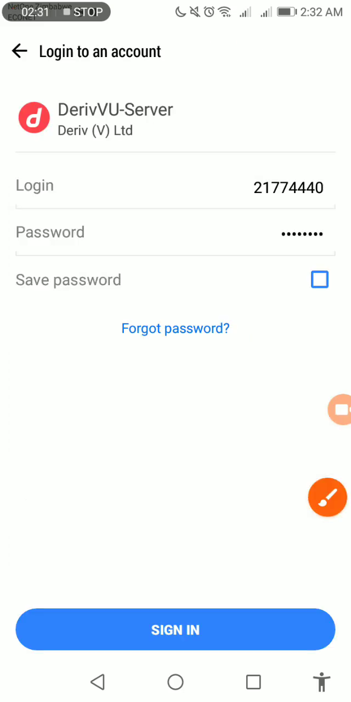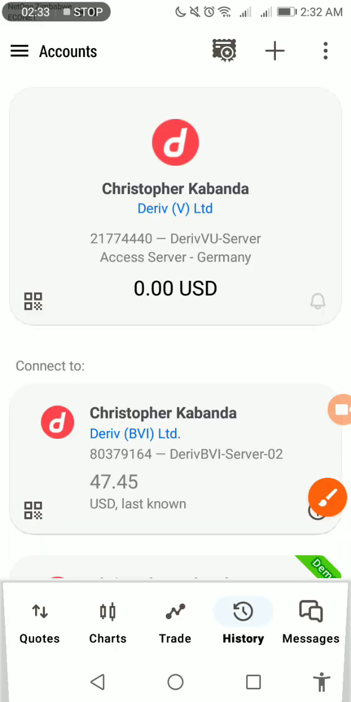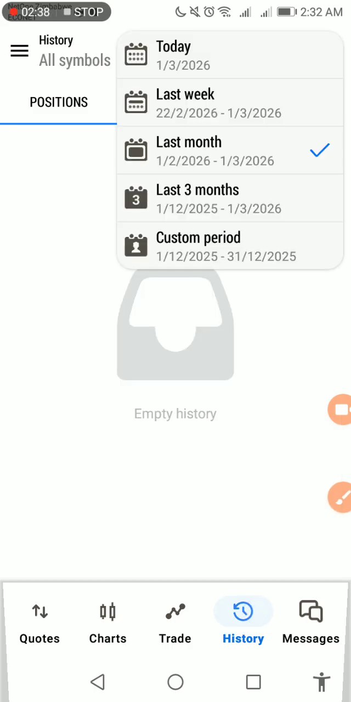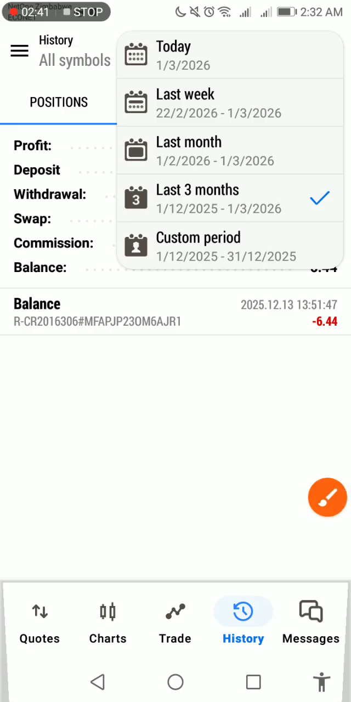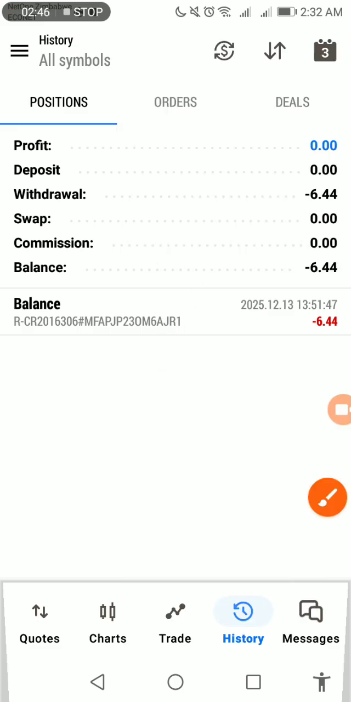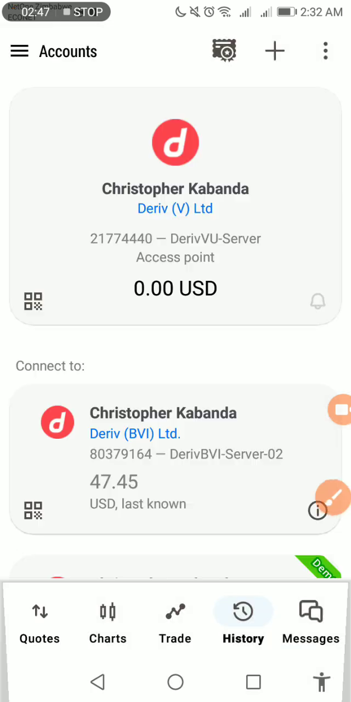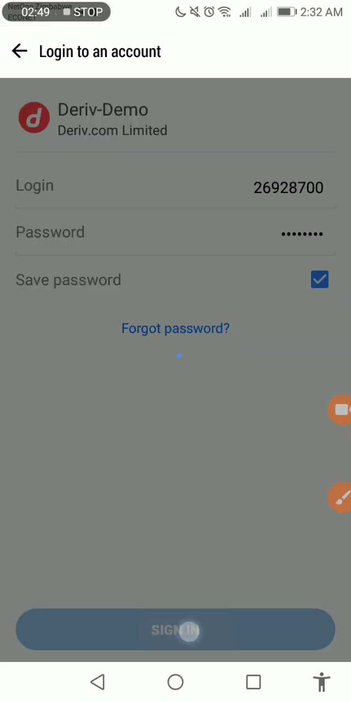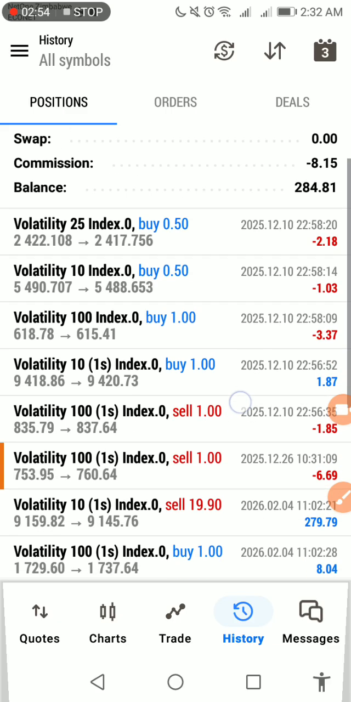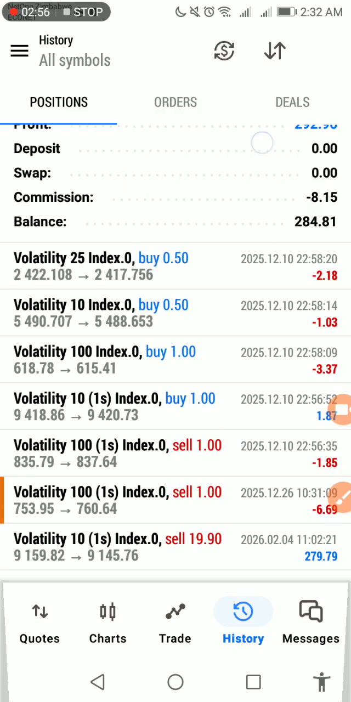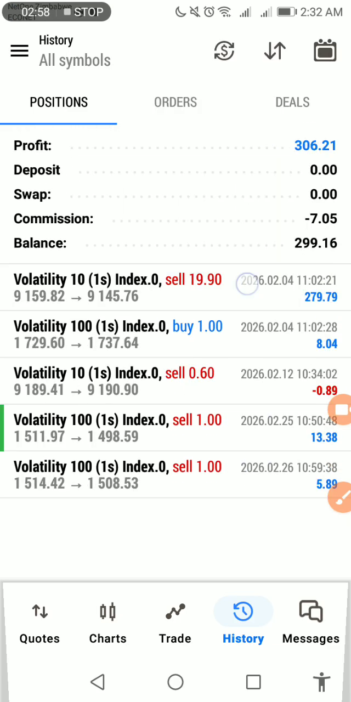Then for the VU-Server account, there was no trade. Okay, past month and even past 3 months, you can see there was nothing. Then the other 2 trades I was mentioning in the demo account, actually it's okay, let me go for past month. Actually it's 3 trade.